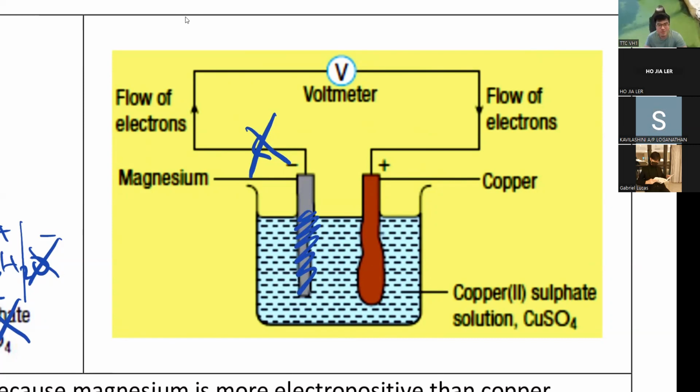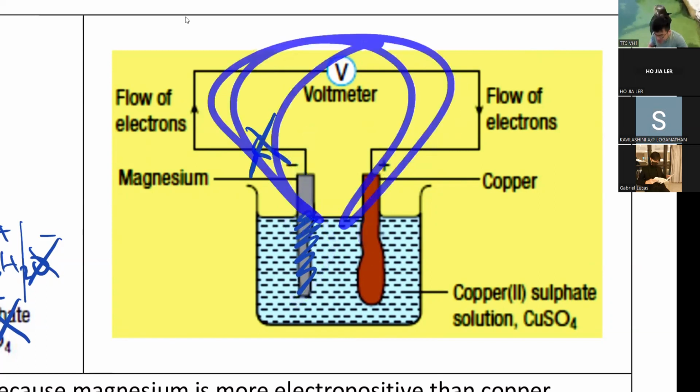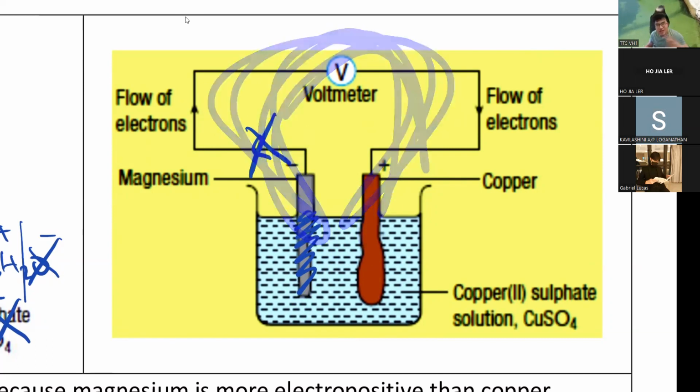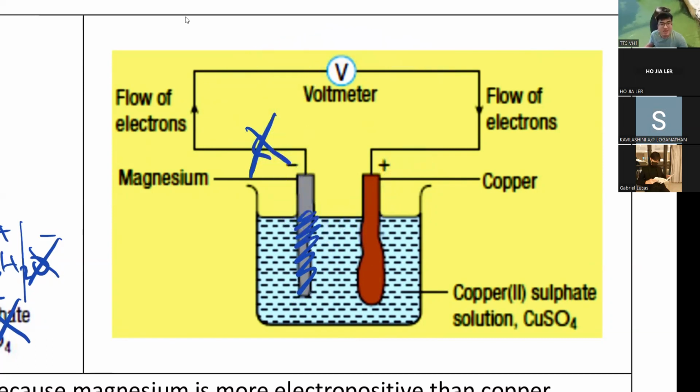Rechargeable batteries work the same. They work because this thing can fully donate its electron here, and I can use electricity to push them back, which is charging. I can discharge and charge, discharge and charge. I can keep doing it repeatedly, but still they have a lifespan.